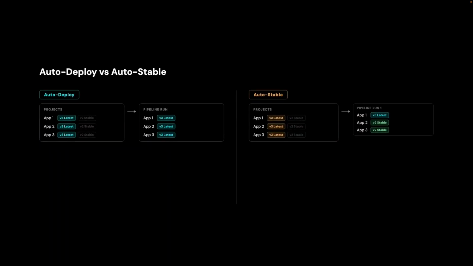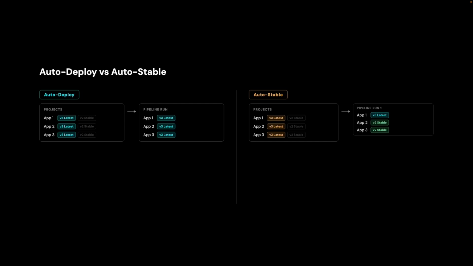Let's look at what that difference actually means in practice. Say, 3 applications in your deployment all get a new build within minutes of each other. All 3 now have a v3 latest. With auto-deploy, one pipeline run fires, and all 3 deploy simultaneously at v3 latest. With auto-stable, they queue up.